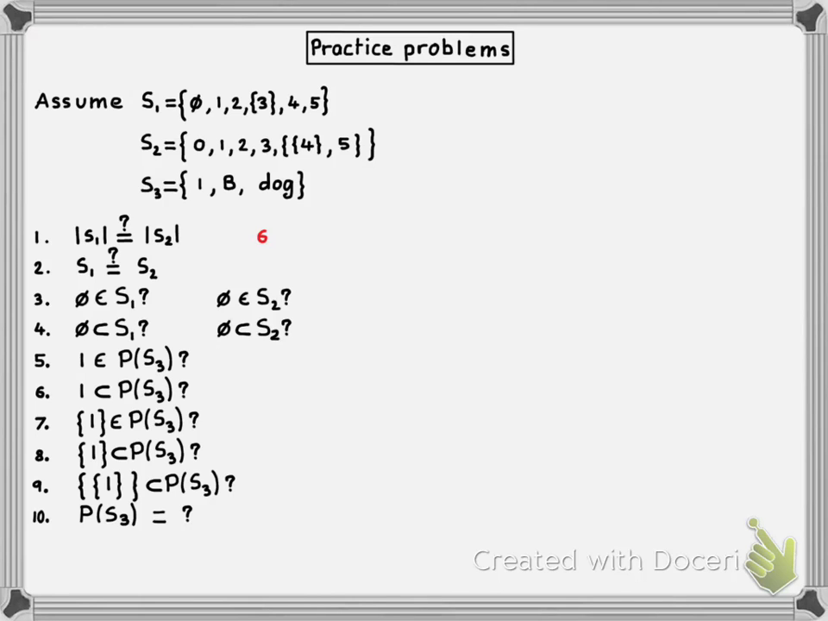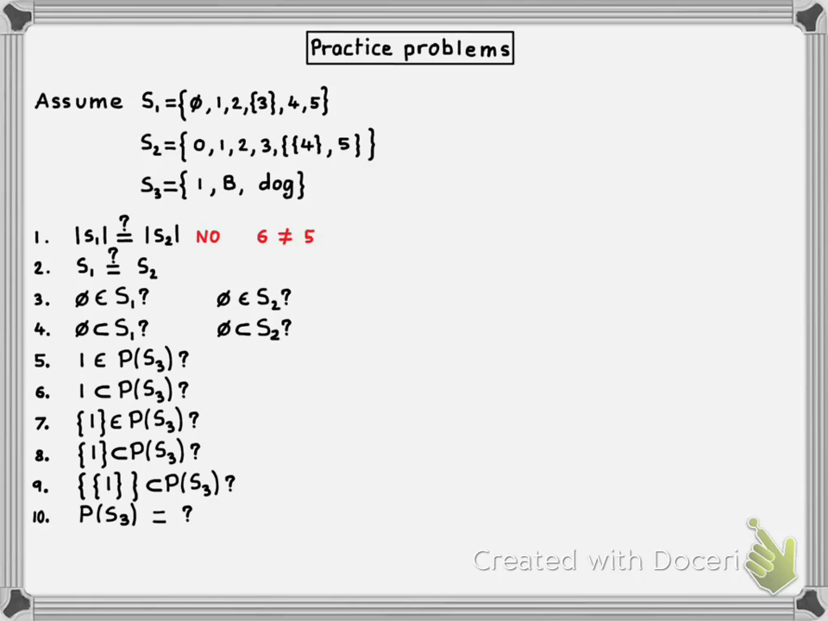Now, how many elements does the set S2 contain? That's a little bit more tricky, but if you look at it carefully, you'll notice it contains 4 integers, 0, 1, 2, and 3. That's 4 elements, and then just one extra element, which is this set. In other words, the cardinality of S2 is 5. 6 is different from 5. So the answer to the first problem is definitely no.